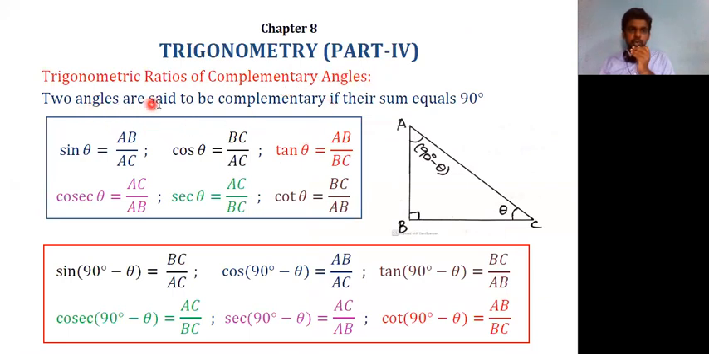We know that two angles are said to be complementary if their sum is 90 degrees, which means if the sum of any two angles is 90 degrees, then those two angles are said to be complementary. So consider a triangle ABC here. Let this angle B be 90 degrees. Therefore, it's a right angled triangle. Let this angle be theta.